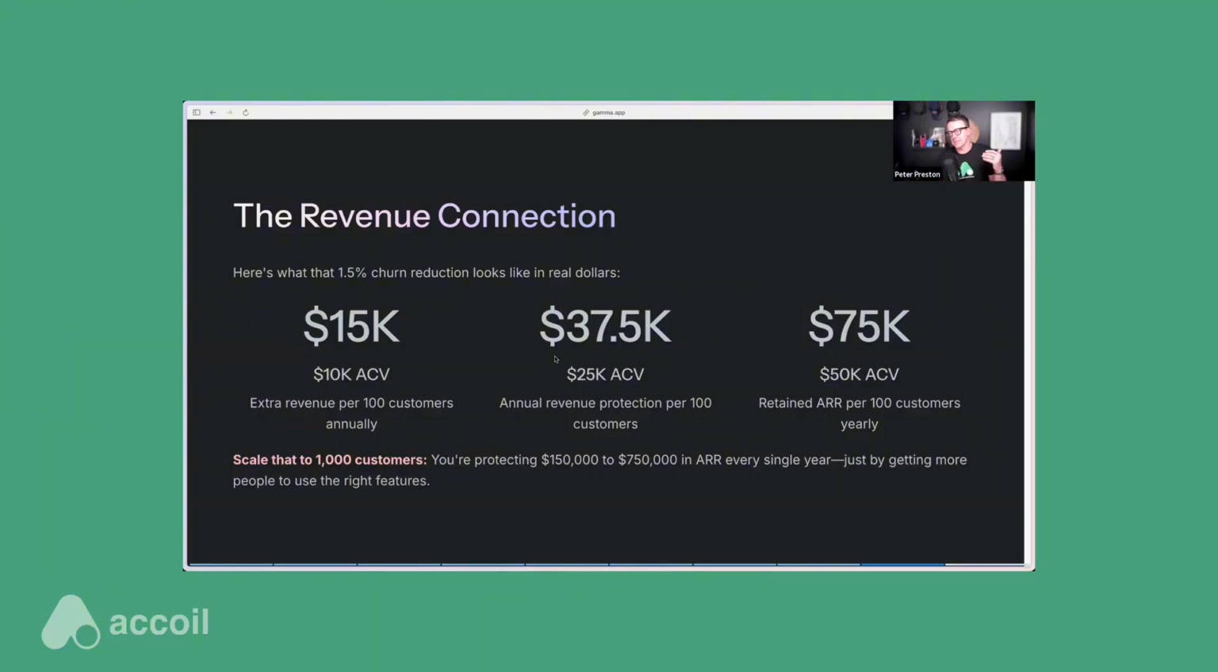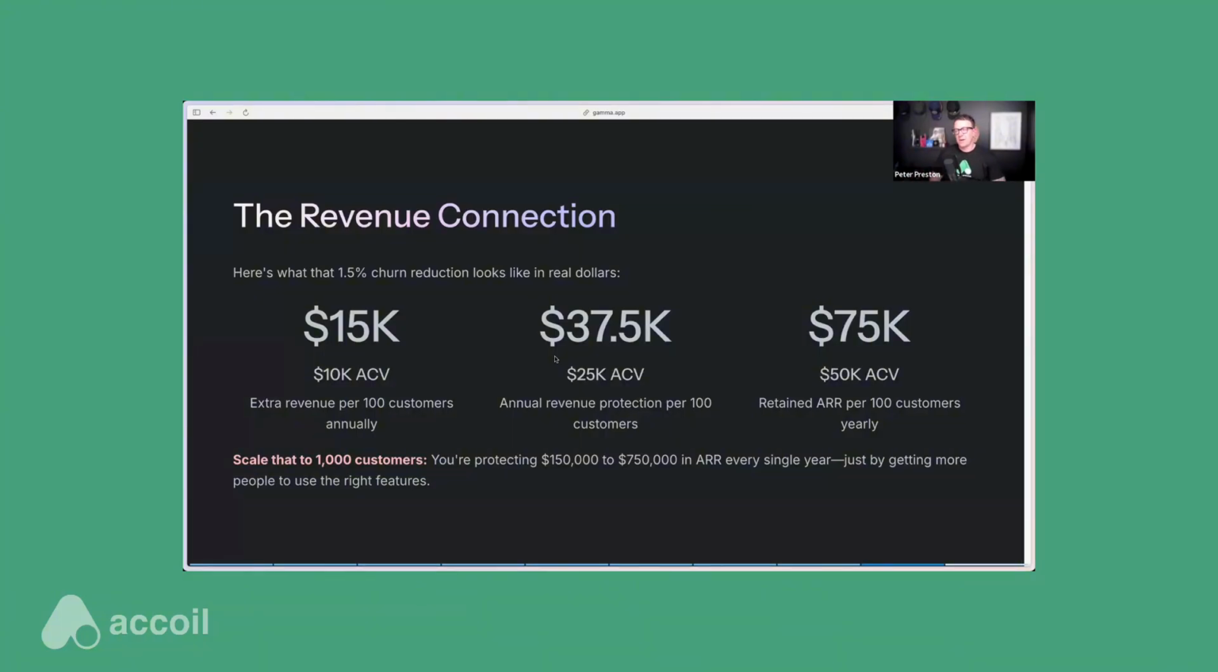If your ACV is 25K, 50K or higher, obviously that number just goes up and up and up. And so reduction in churn can have a massive impact on that top line revenue. What are you getting and how long are you keeping those customers, and what does that turn their lifetime value into?